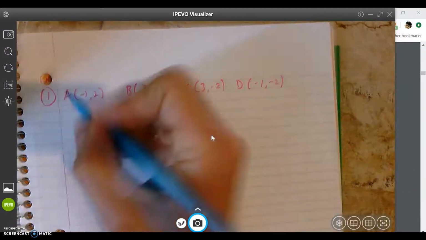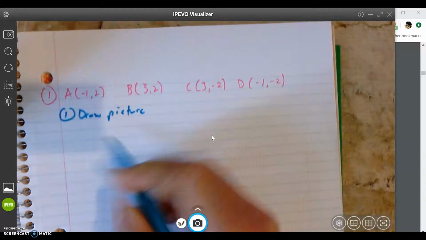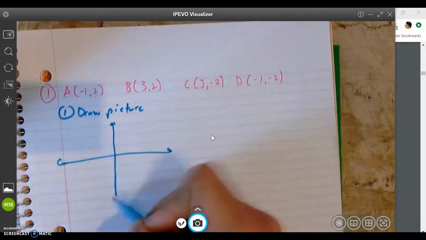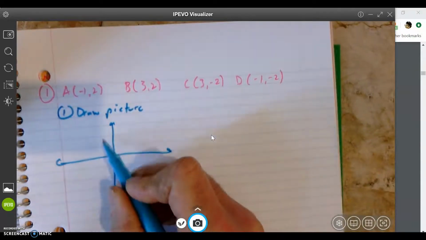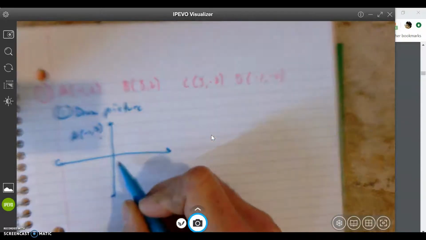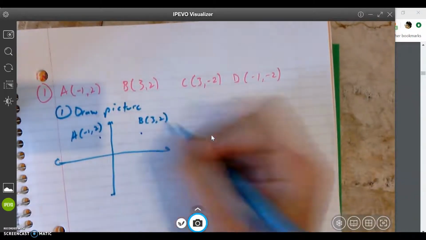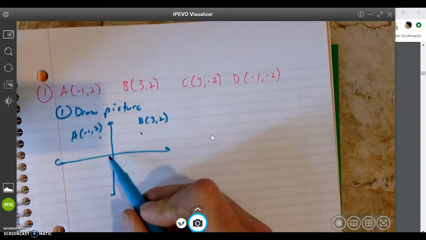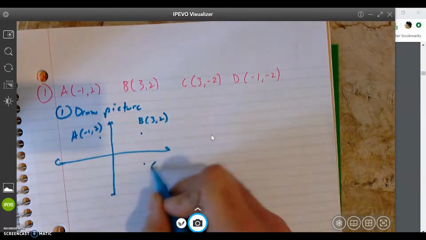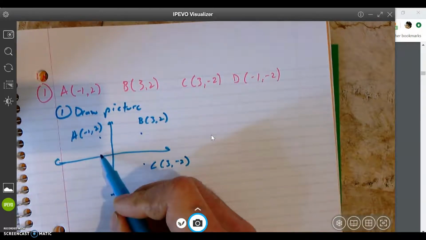First, you got to draw. First, draw a picture. These are important steps, so write these down. This is your criteria for success. So -1, 2, about there. So A is -1, 2. B is 3, 2. Okay. C is 3 on the x, 3, -2. Something like that. And then D is -1, -2.